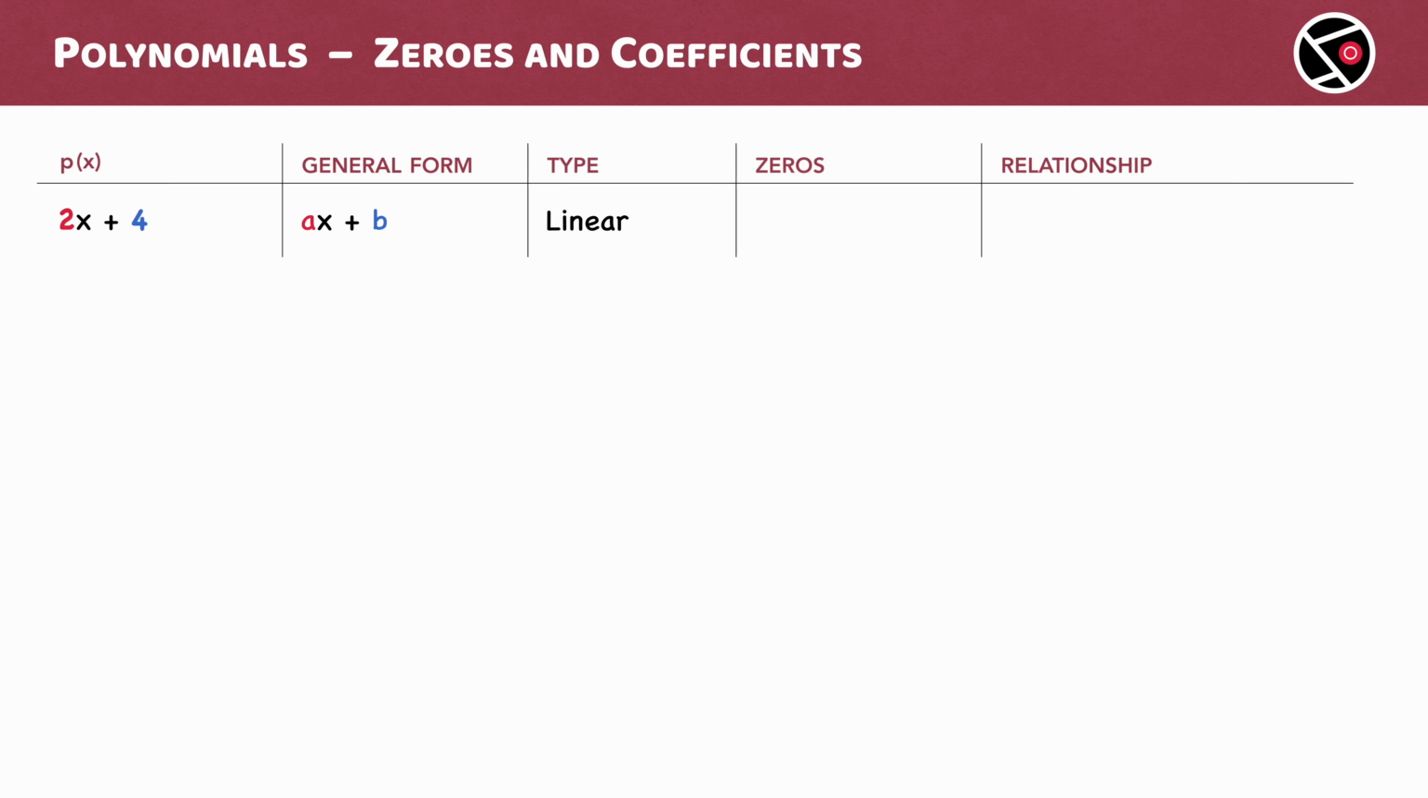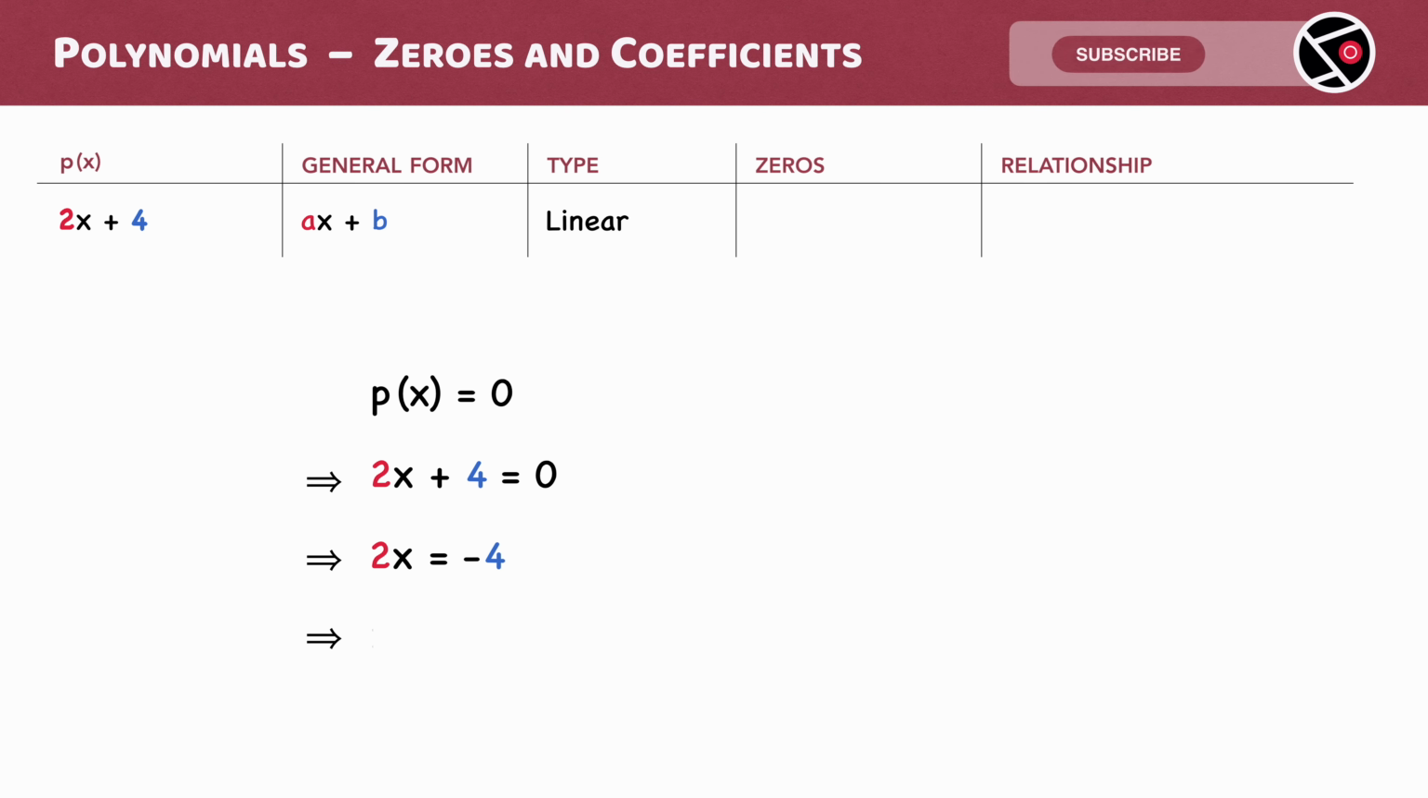Let's now find the zeros of this polynomial. We start by equating p of x to 0. 2x plus 4 equals 0. 2x equals minus 4, and x equals minus 4 over 2. That is minus 2. So we have a 0 at x equal to minus 2. Let's call this 0 alpha. Alpha equals minus 2.